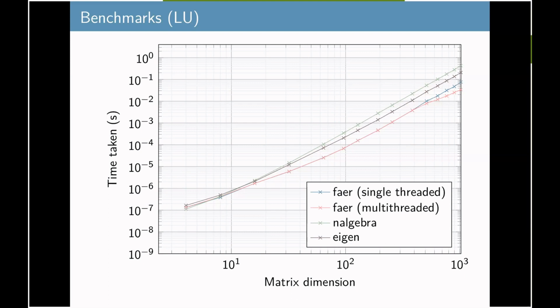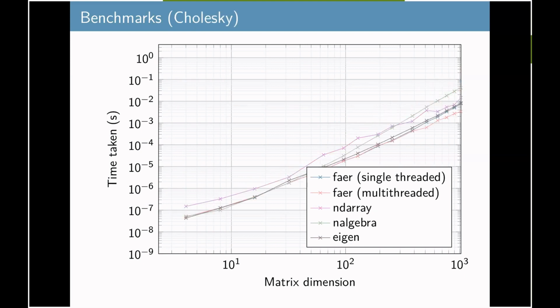So for the LU, and this is the unblocked LU, for very large matrices, you have faer being the leading contender even without parallelizing the computations thanks to the kernel fusion. And once you add parallelism, you gain a two times speed up for large matrices. For the Cholesky, you have about the same.